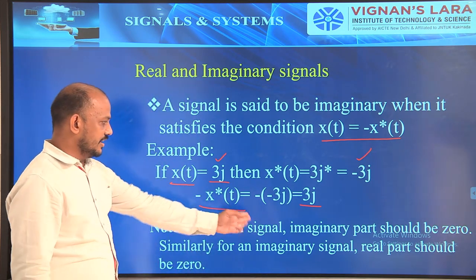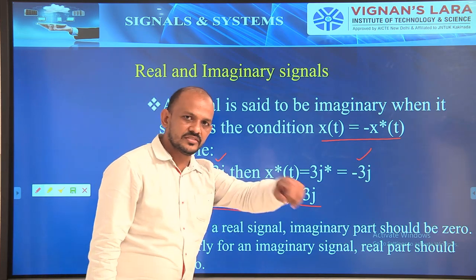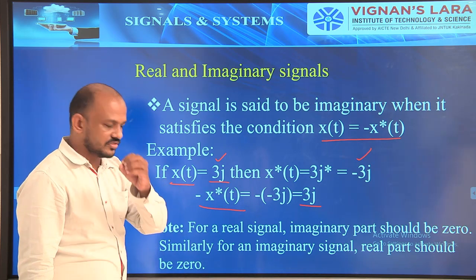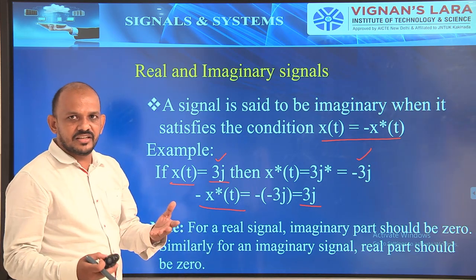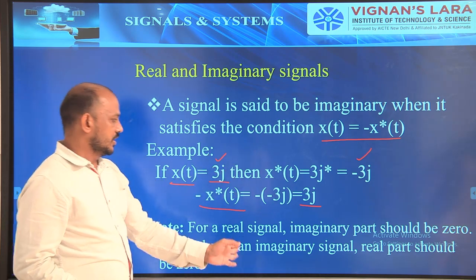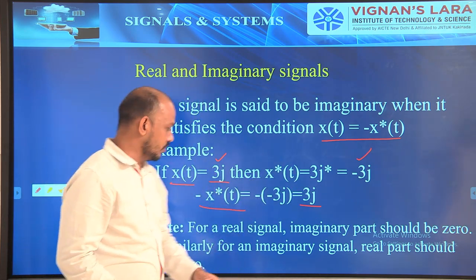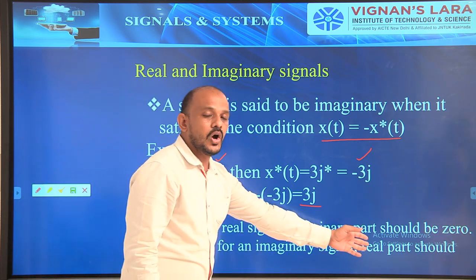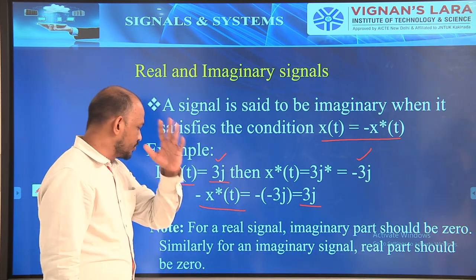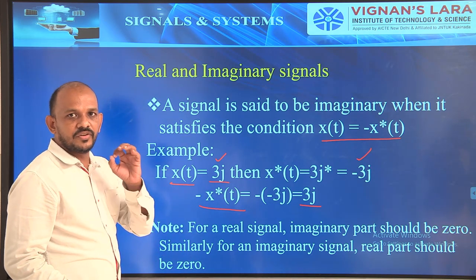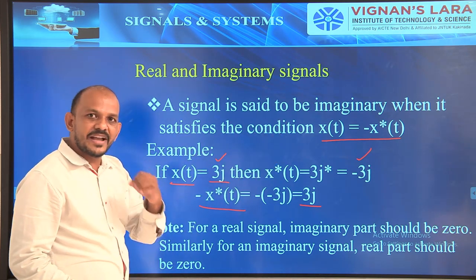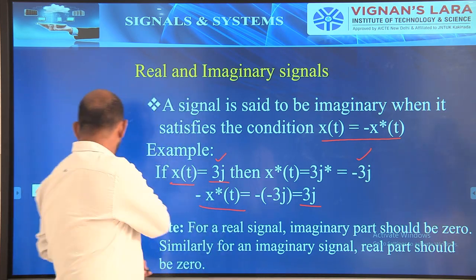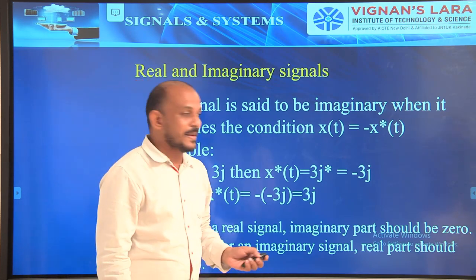See, note, for a real signal, the imaginary part should be 0. Similarly, for an imaginary signal, the real part should be 0. Simple logic. If we consider any real signal, it should not have any imaginary part. So for a real signal, the imaginary part should be 0. If you take any imaginary signal, there is no real part. That is, the real part should be 0. Simple logic. For a real signal, the imaginary part is 0. For an imaginary signal, the real part is 0. So this is regarding our real and imaginary signals.